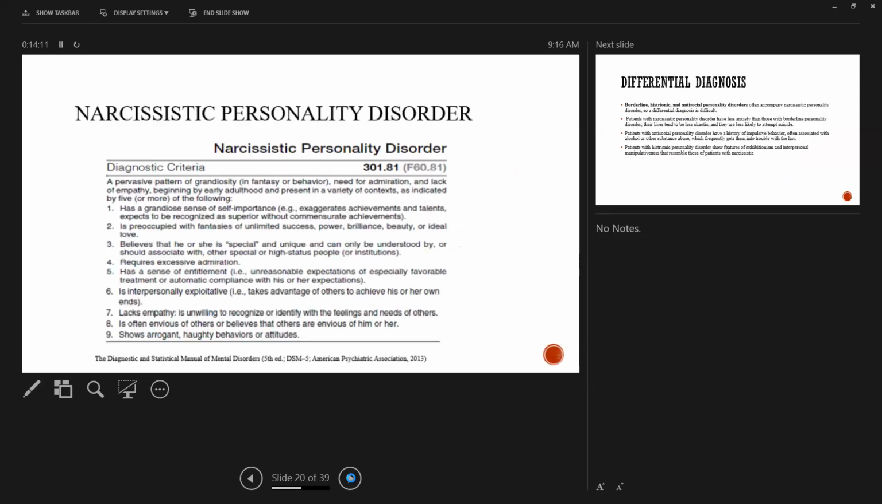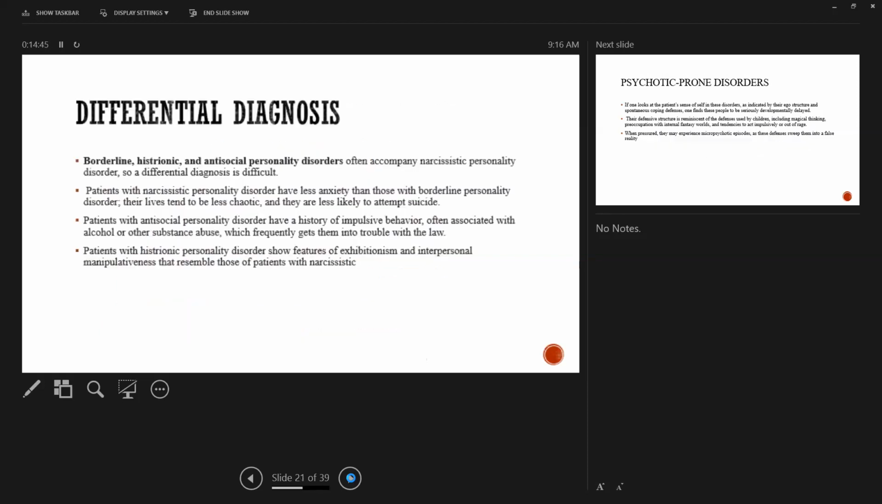Next is narcissistic personality disorder. Now, this patient, he will have a grandiose sense of self-importance, will be preoccupied with fantasies of unlimited success, power, or brilliance. They will believe that they are special and unique, and they should only associate with other special or high status people. They require excessive admiration. They will have a sense of entitlement, will be interpersonally exploitative, lack empathy, will be envious of others, and will show arrogant, haughty behavior or attitudes towards others.